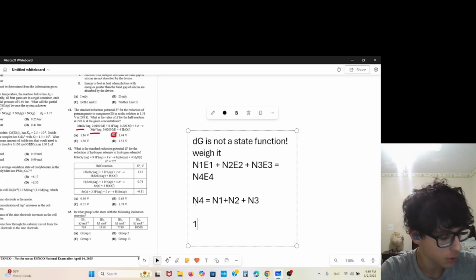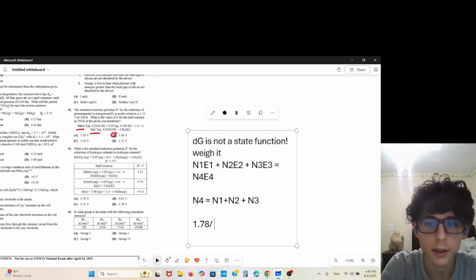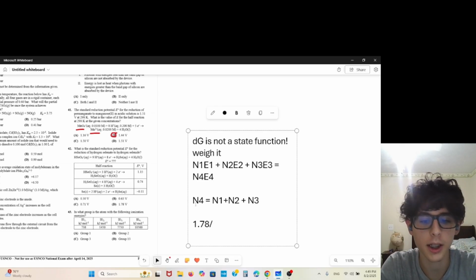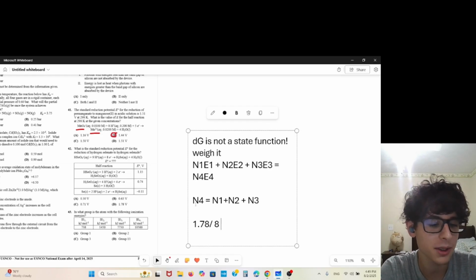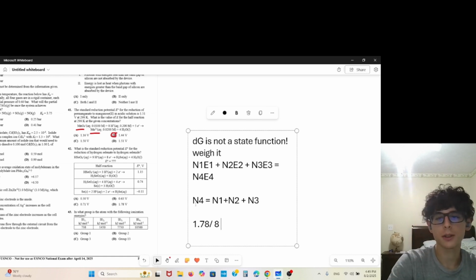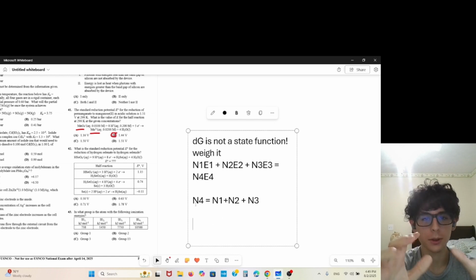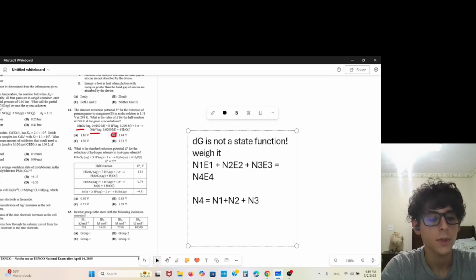You're going to get 1.78 and divide it by 9. 8, sorry. So 1.78 over 8. Does this look like an answer? 0.22? No. This is the trap that they want you to go through. So you're going to have to go individually and multiply these things out. So 1.15 times 2 plus 0.74 times 4 minus 0.11 times 2. Okay.